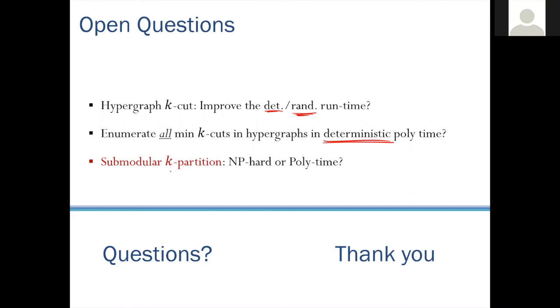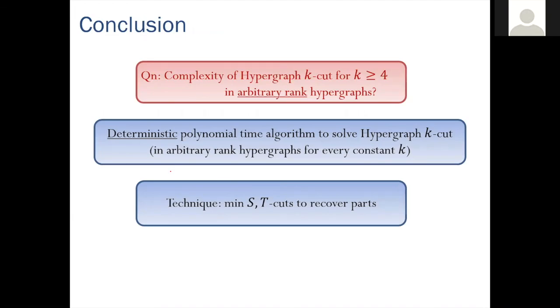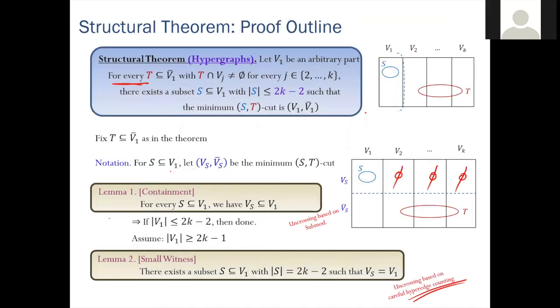Right, so the natural approach here is to try and prove the structural theorem for submodular functions. So let me flash the structural theorem. Min ST cut is again well defined for submodular functions. You're familiar with that. So one natural approach is to try and prove this structural theorem, not only for hypergraphs, maybe even for submodular functions. But yes, we do have counterexamples to the structural theorem for submodular functions. So in this form, the structural theorem does not hold.